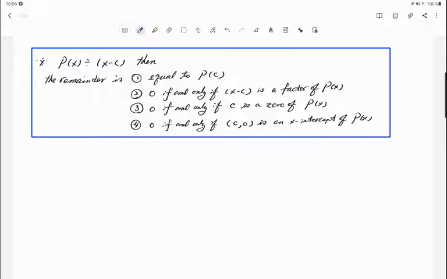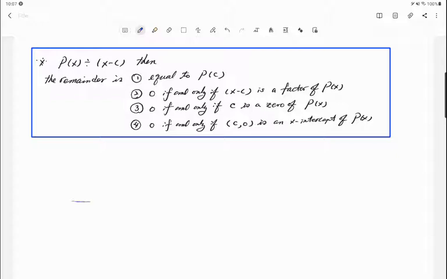So number 2. If x minus c is a factor of p of x, then the remainder is of course 0. And if the value of x is c, then we call it what? Since the remainder is 0 and p of x becomes 0, we call it a zero of p of x. And also, p of x is the y value, right? So if y is 0, then c is the x-intercept.